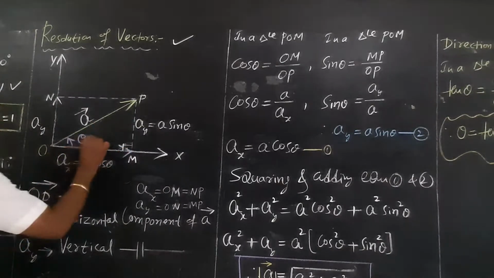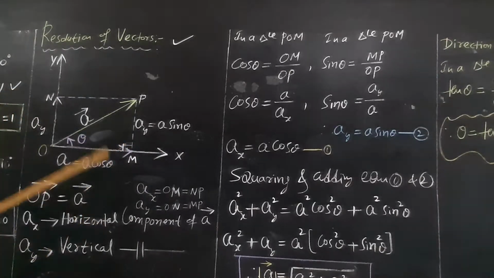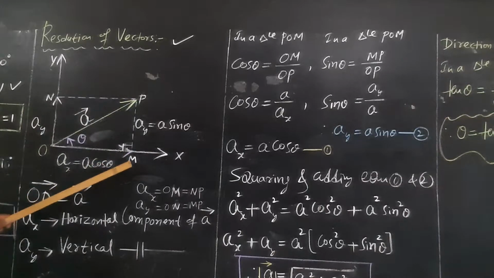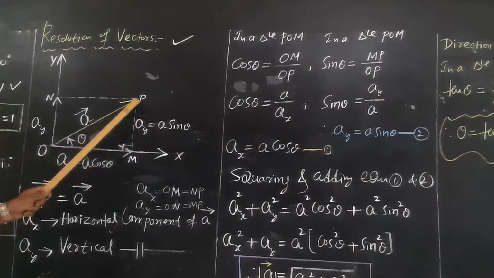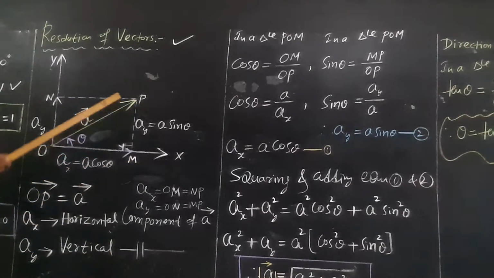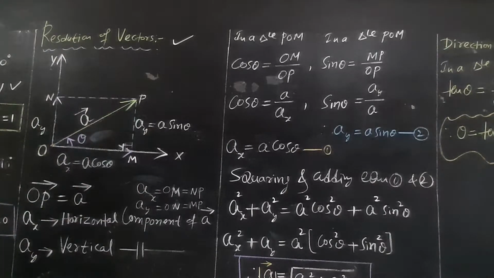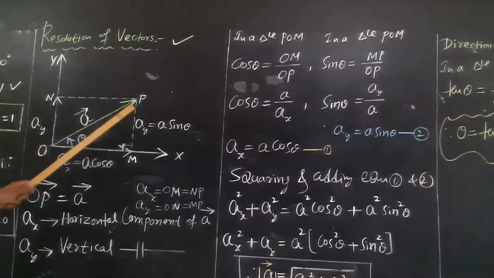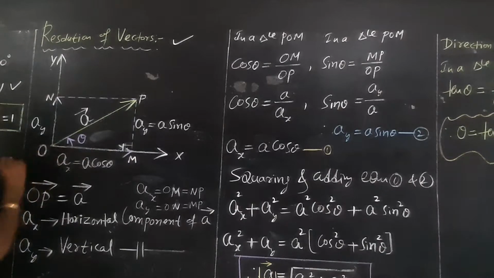I'll repeat once again. If this is theta, how do we read the triangle? In a triangle POM or MOP, because the angle is formed at the vertex O. You should not read it as triangle PMO. That is wrong. In a triangle POM or in a triangle MOP, that is the right way of reading a triangle, because the angle is formed at the vertex O.